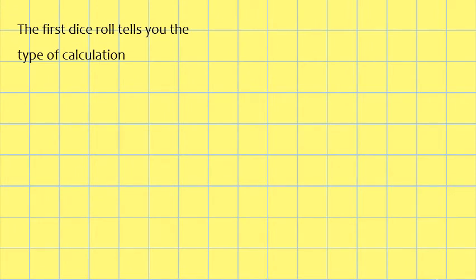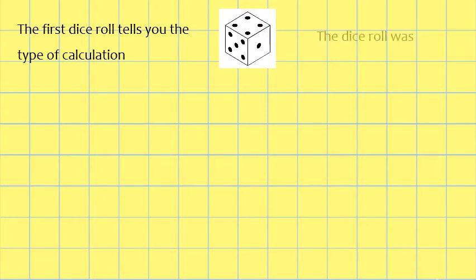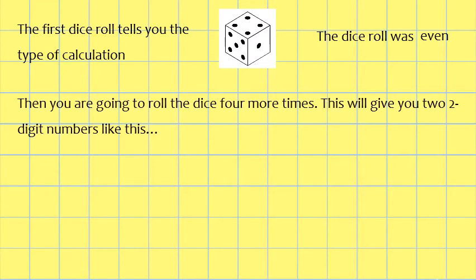The first dice roll tells you the type of calculation. The dice roll was even. Then you are going to roll the dice 4 more times. This will give you two two-digit numbers like this.